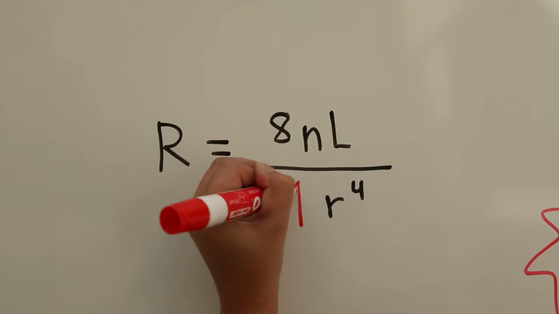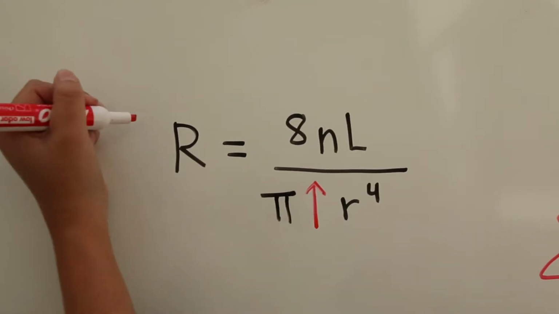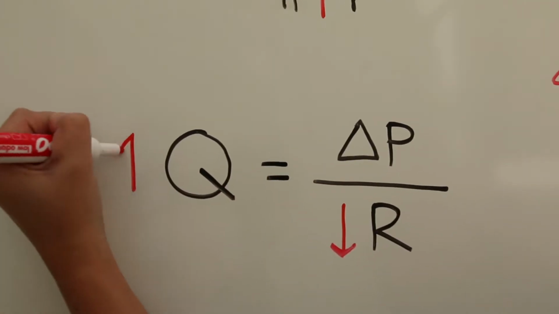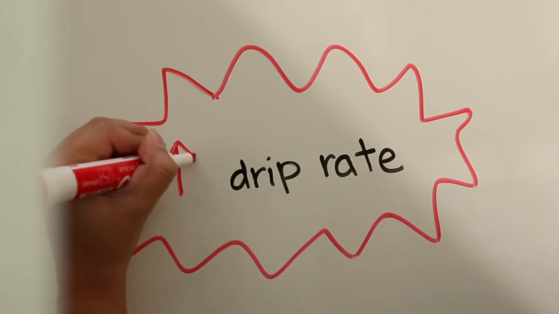Vasodilation of arterioles causes the radius of the arterioles to increase. This causes resistance to decrease. A decrease in resistance causes an increase in flow, resulting in a higher drip rate.